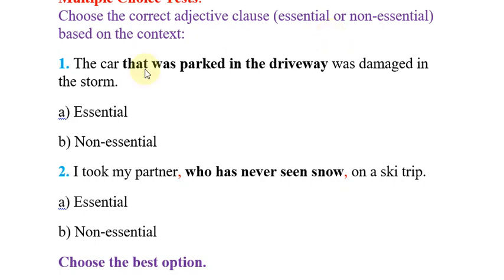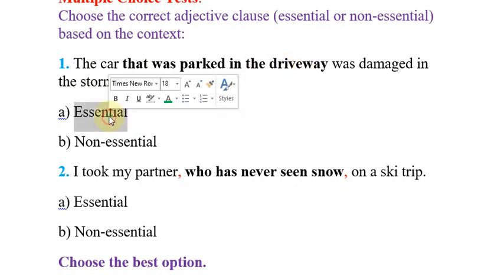I hope your guess was true. This is essential. The car that was parked in the driveway was damaged in the storm. First of all, we have no punctuation marks here. And we can understand that there were several cars. Some of them were passing, or at least one of them was parked. Just one of them was damaged. Which one? The one which was parked in the driveway, not the ones which were passing. Okay, so this one is essential.